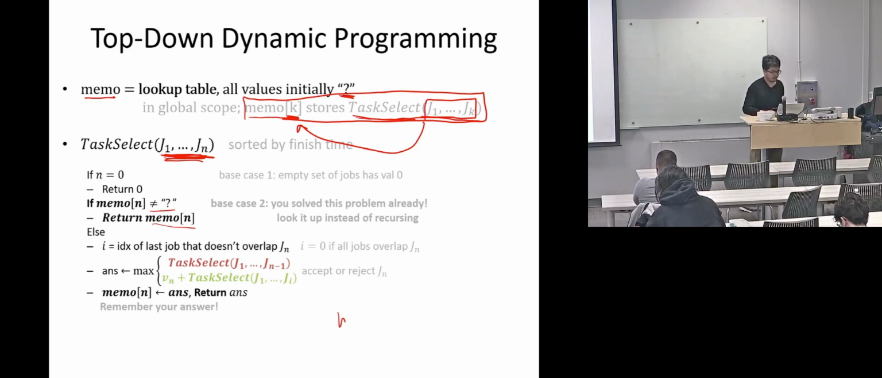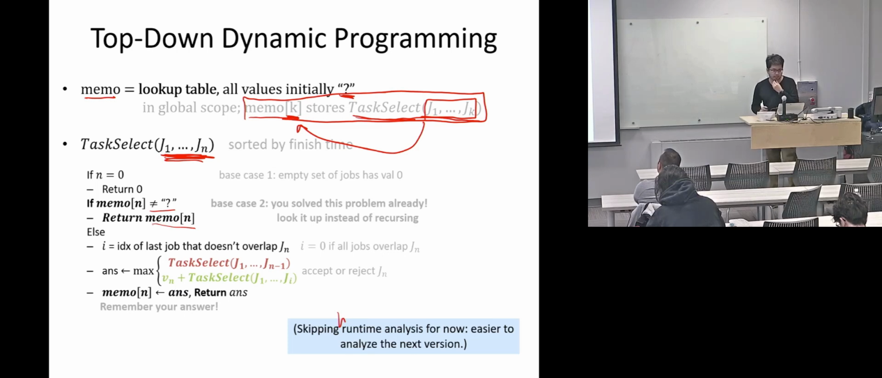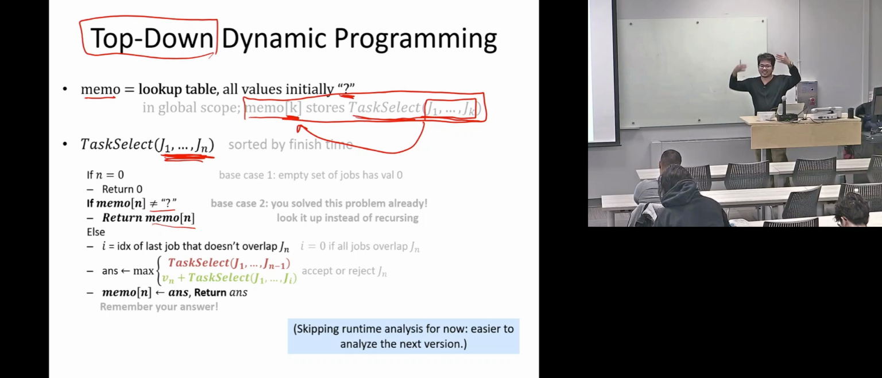All right, that's good. Now I'm going to skip the running time analysis for a bit because the next version is easier. This is called top-down dynamic programming because it's still a recursive algorithm. It's called from the top and recurses down. The difference from a normal recursive algorithm is that we have memory. It's called memoization. We memorize what we have computed.